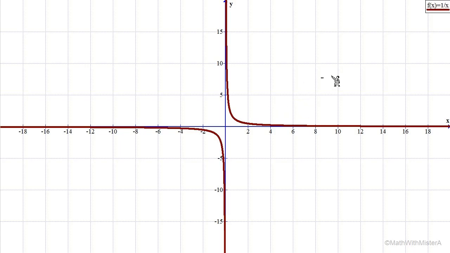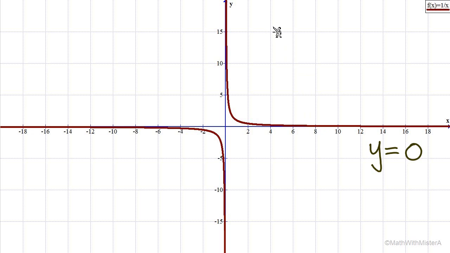This is always a good example to come back to. F of x equals 1 over x. In this case, our horizontal asymptote is right on the x-axis. It's horizontal, so it's a y equals equation. Y equals 0. We're not going vertically up or down at all. We're staying right on the x-axis.